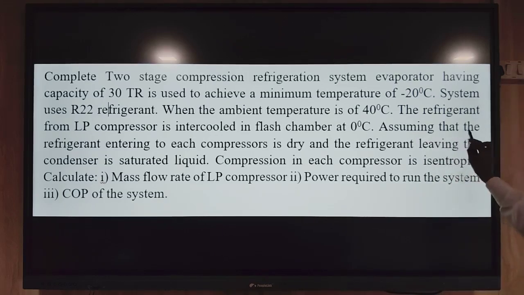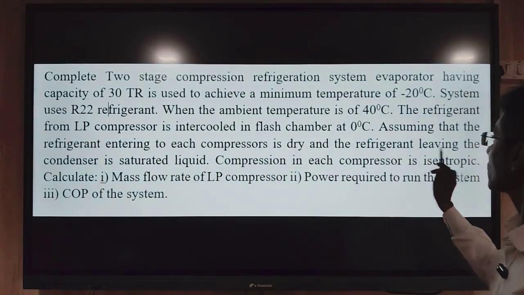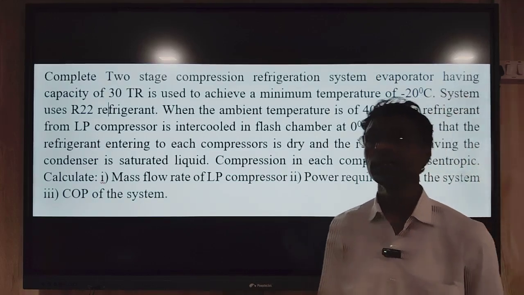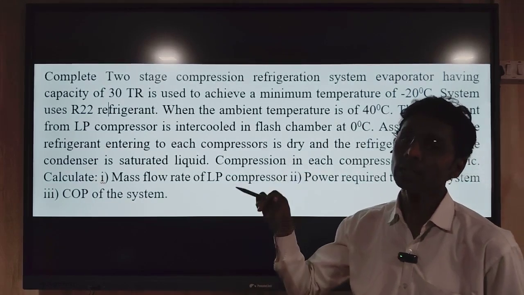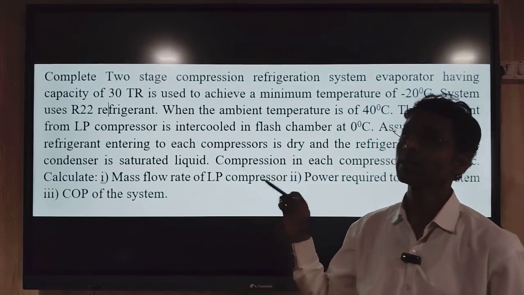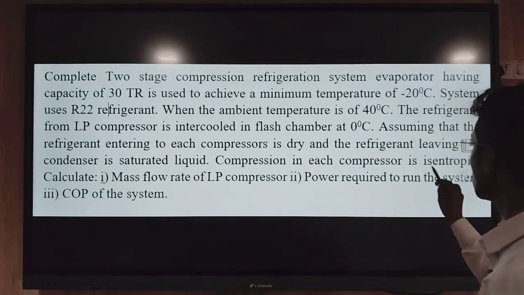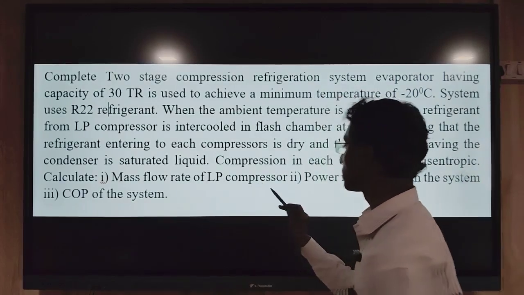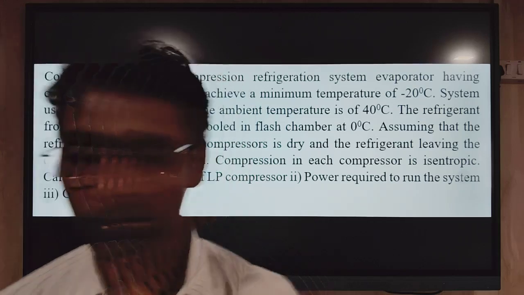The remaining assumption is that the refrigerant entering each compressor is dry and the refrigerant leaving the condenser is saturated liquid. Means here the compressor entry vapor is dry saturated and the condenser exit is in saturated liquid condition. Compression is isentropic. Now we have to calculate the mass flow rate, power and COP of the system.